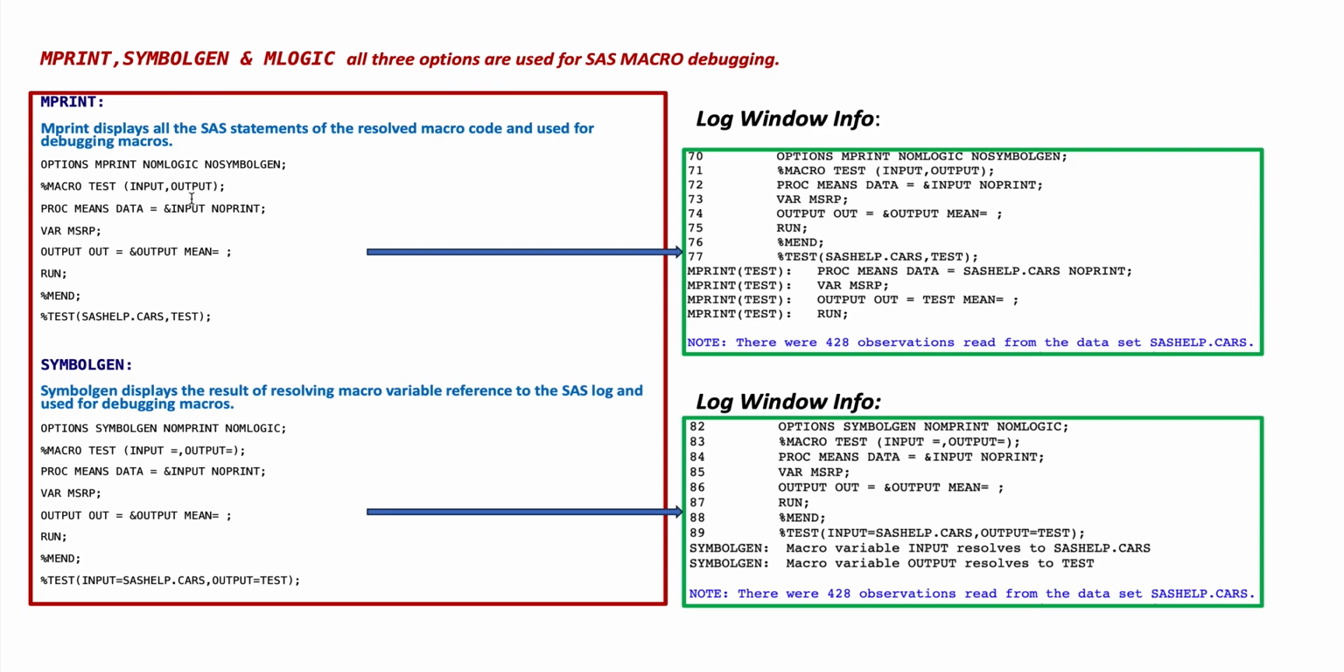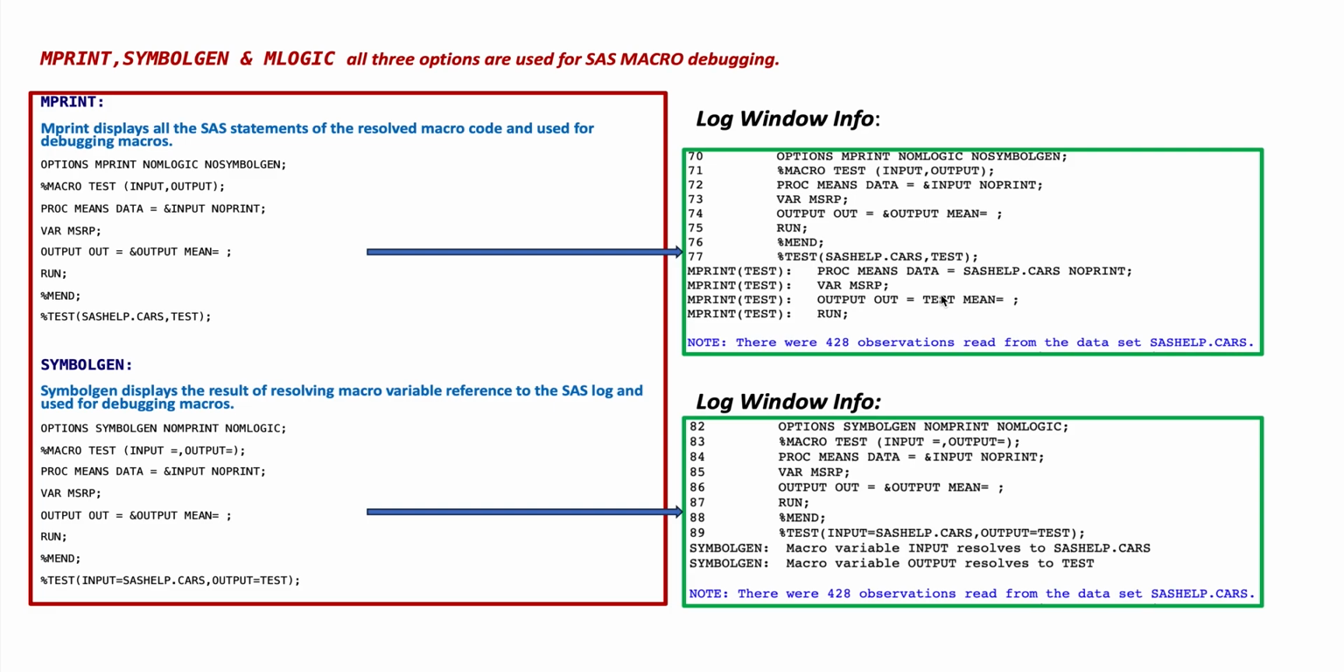When we run this first set of code, we will get the result as shown on the right side. This is the log window information. It displays proc means data equals sashelp.cars, noprint. That means ampersand input is resolved into sashelp.cars. And the next one is output out equals test. That means output out equals ampersand output is resolved into test. In this way, mprint displays SAS statements with resolved macro.